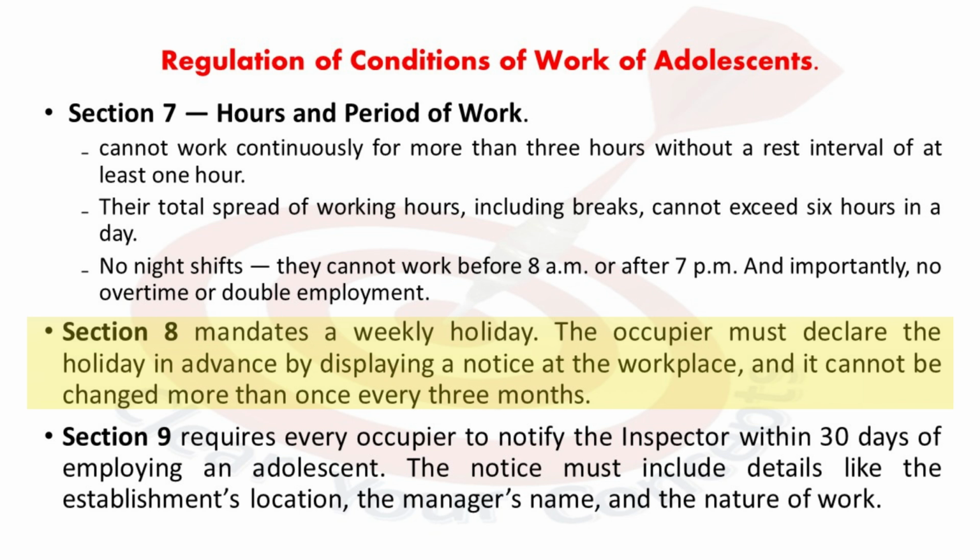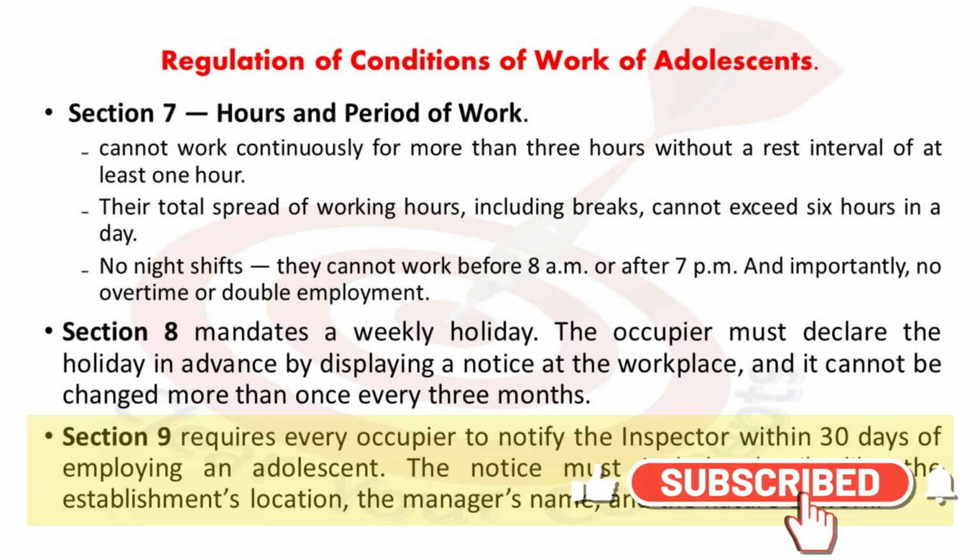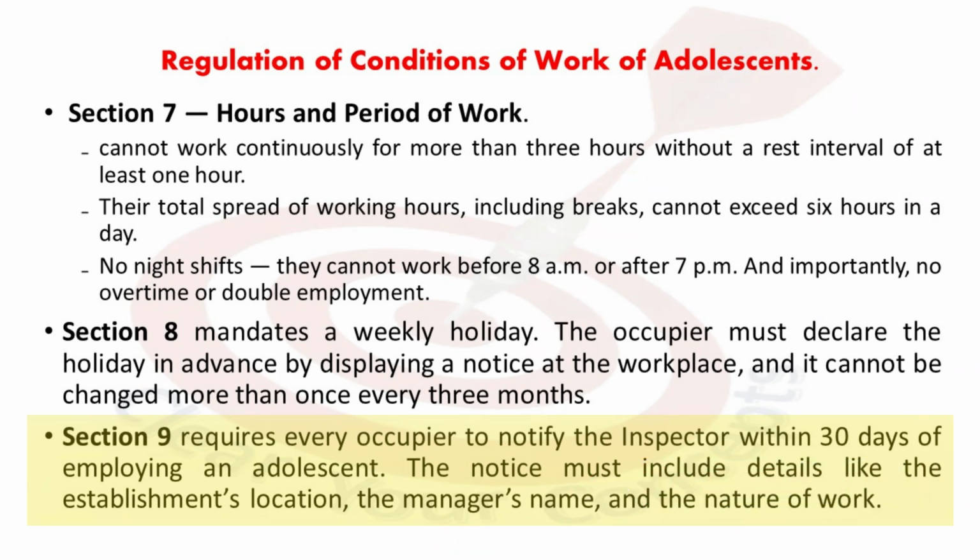Imagine a small bakery that employs 2 adolescents. They must be given a fixed weekly off, just like adults. Next, Section 9 requires every occupier to notify the inspector within 30 days of employing an adolescent. The notice must include details like the establishment's location, the manager's name, and the nature of work. This ensures transparency and government oversight. However, this doesn't apply if the adolescent works only in a family enterprise or in a government-recognized school setup.